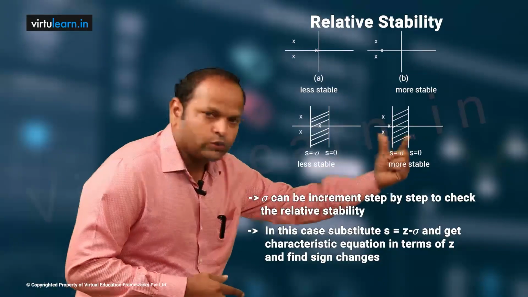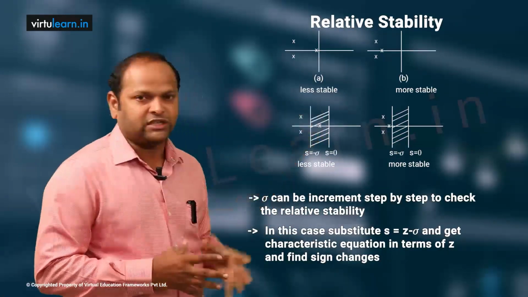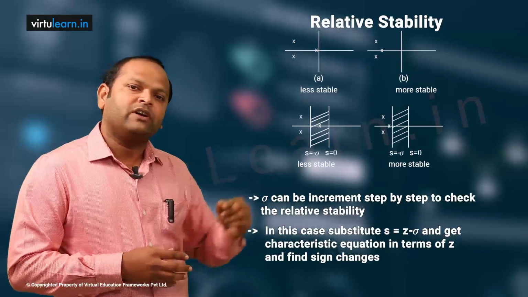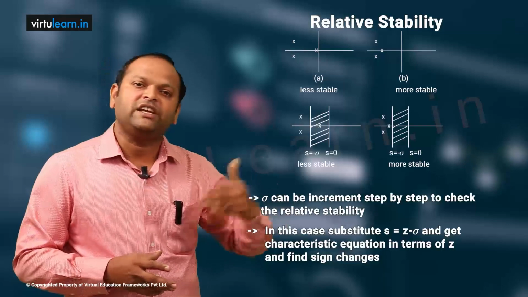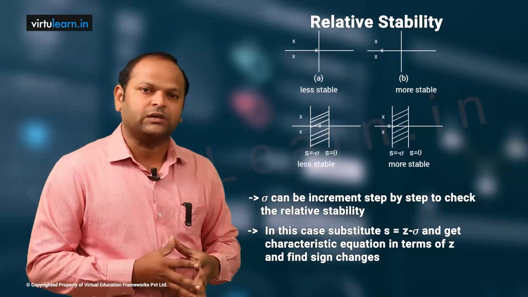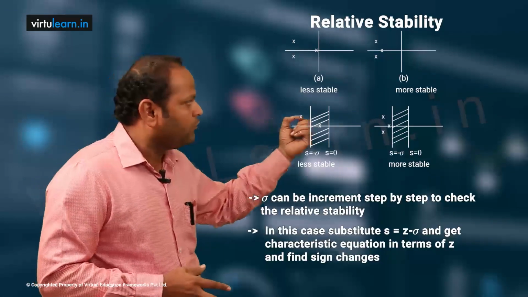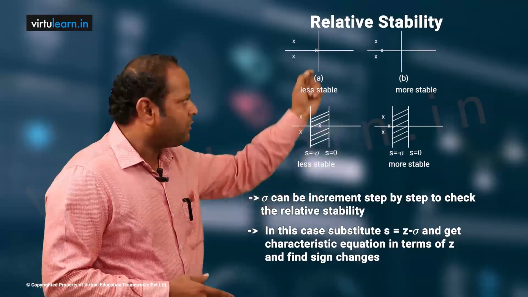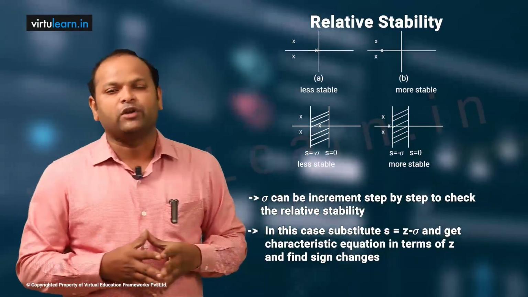When you look at these two, system A has a pole nearer to the imaginary axis, which means whenever there is some change in the gain values or some change in the parameters of the system, there is a possibility of this pole moving slightly towards the right and it may cross the imaginary axis, so it may jump into the unstable region.